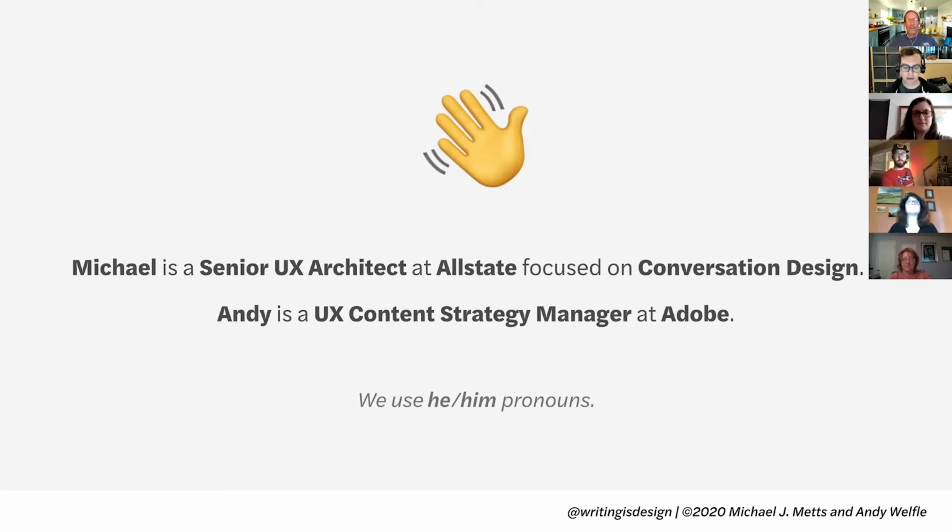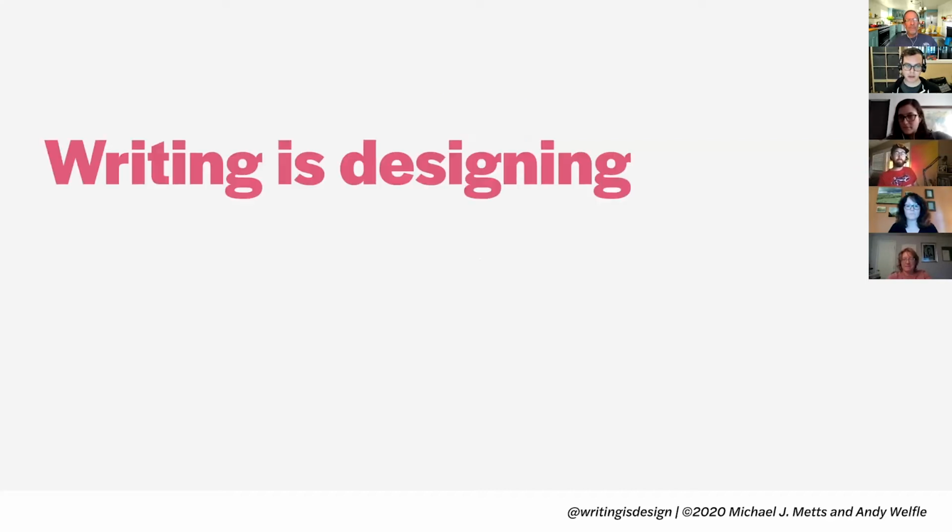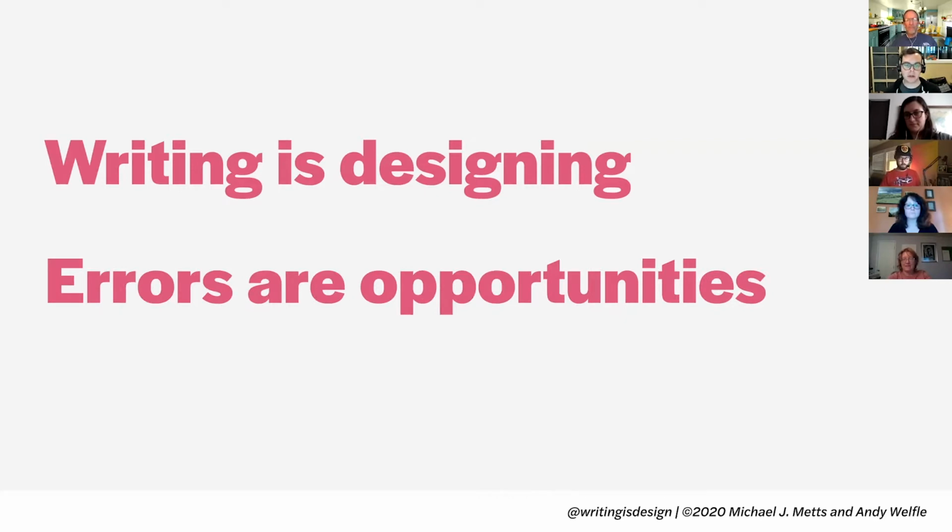So I'm going to start us off talking about the big principles of the book, Why Writing is Designing, and go through some of the principles of good UX writing. And Michael is going to talk about an example from the book around error messages and how we can treat them as opportunities. And then we have a little activity for you. Don't worry, you're not going to have to get into groups or anything. Just something kind of fun to approach this like how we try to approach it.